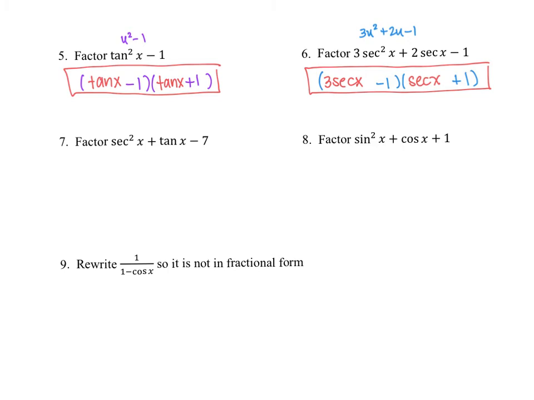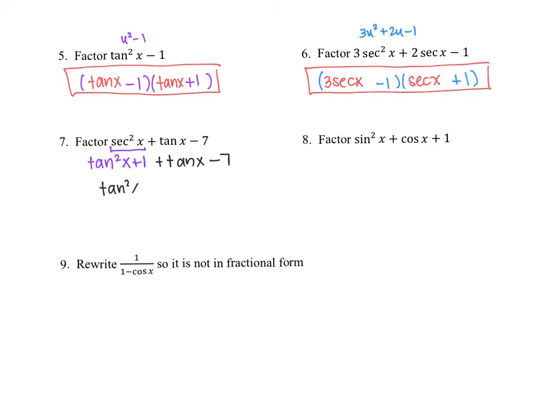Okay, for number 7, it says secant squared x plus tangent x minus 7. I can't factor it if it has two different trig functions in it. So I'm going to have to make a substitution. Because I see there's a squared, I'm going to make the substitution for the secant squared because of the Pythagorean identities. And I know that there's something squared, which I can make a substitution for. Okay, if you check back on your Pythagorean identities, secant squared x equals tangent squared x plus 1. Okay, and then I'm going to bring down the rest of this and simplify it before I factor it. Okay, but now at least everything is in terms of tangent, which means it should be easier to factor.